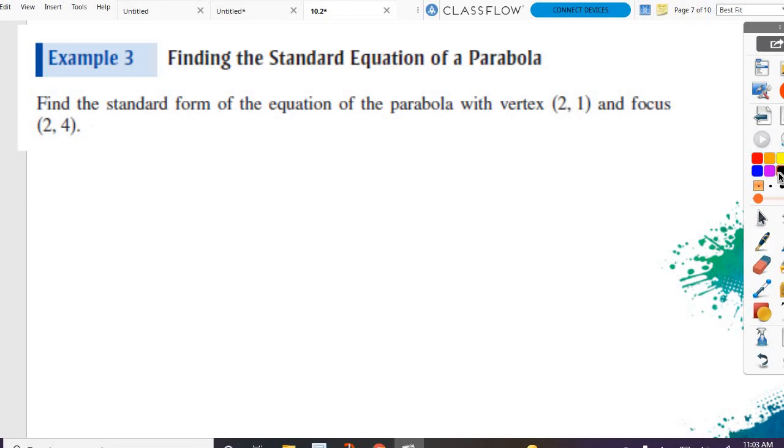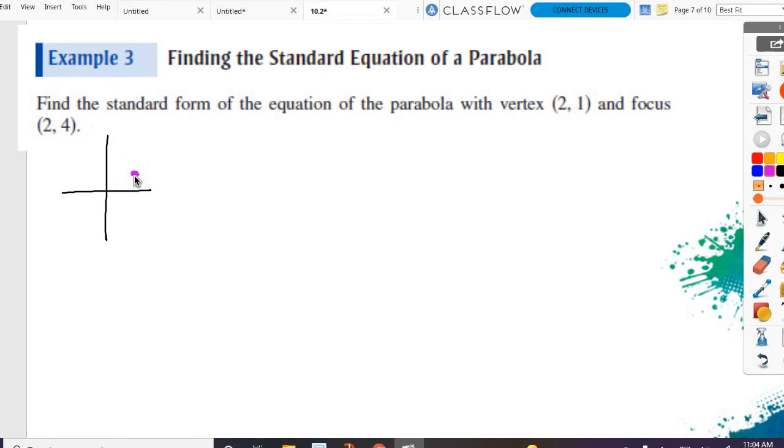Alright, so this one says, find the standard form of the equation of the parabola with a vertex at 2, 1 and a focus at 2, 4. So again, what might it be helpful to do first? Draw a picture. So, what quadrant is our vertex going to be in? Top right, which is your first quadrant.